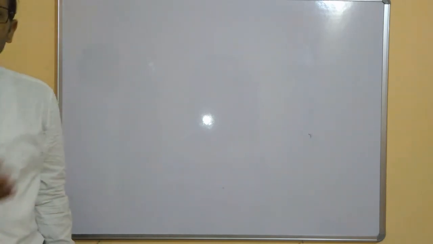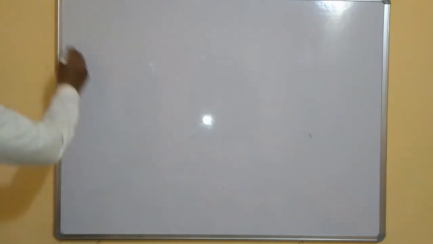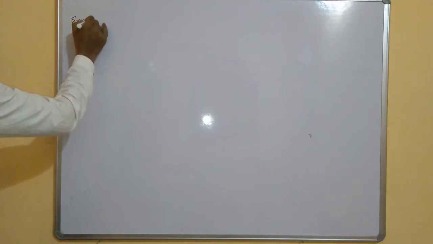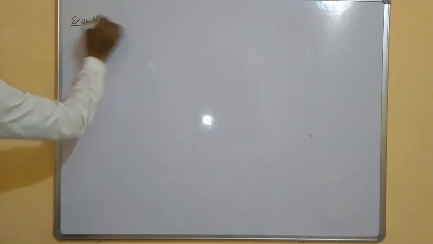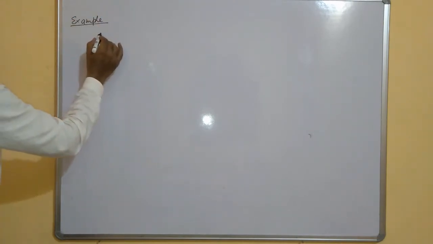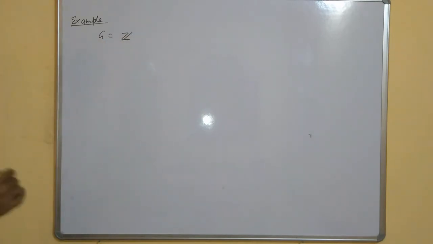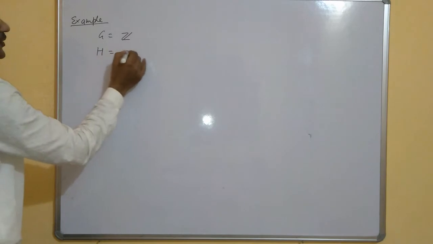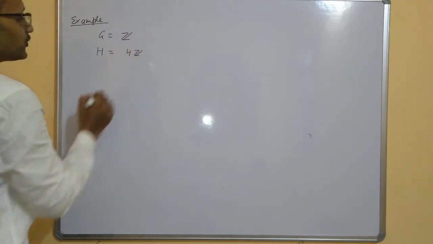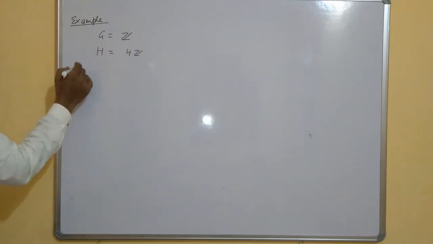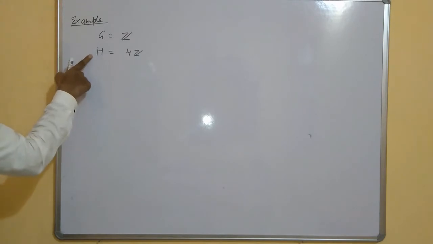So in continuation with the previous lecture, let us do some more examples. So let me have an example. Take a group G to be Z and the subgroup to be, suppose I take 4Z. So we will determine the cosets. Note one thing, that this is an abelian group, and this is its subgroup.